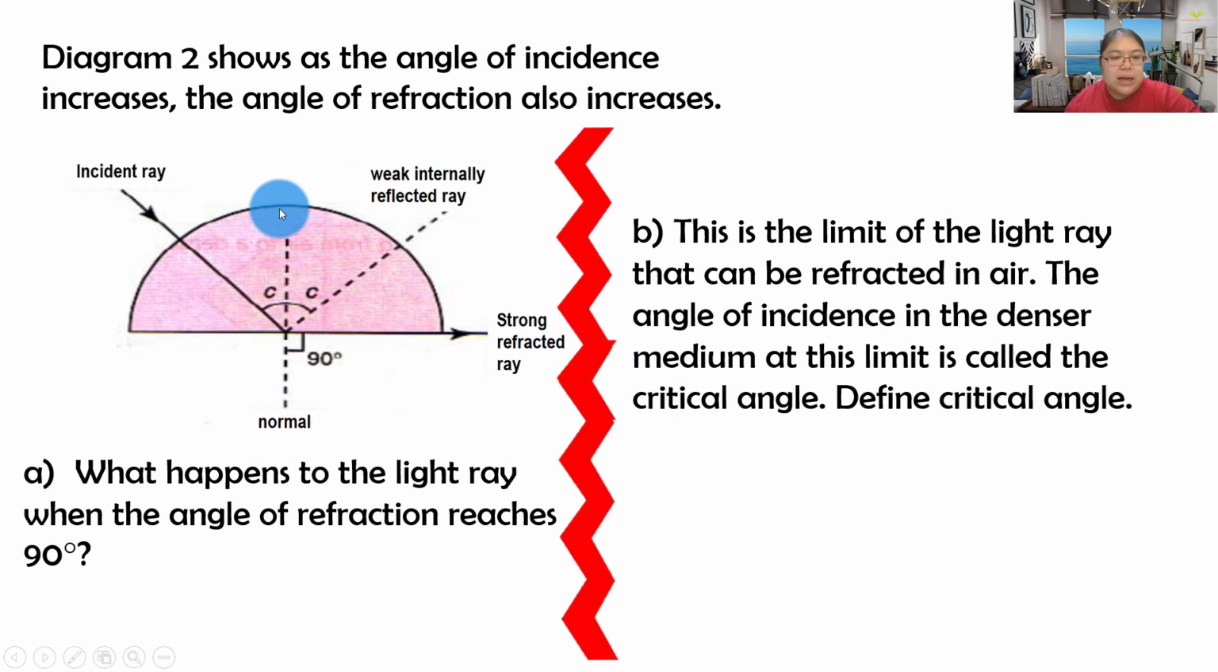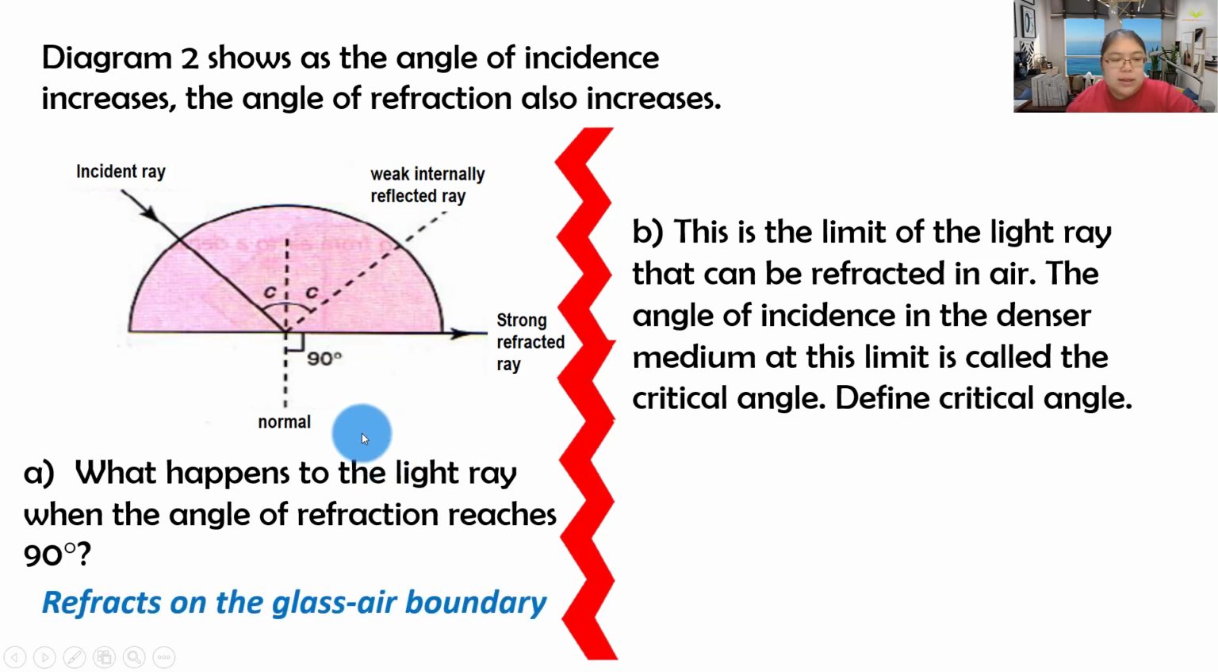Okay, now we do some questions about the critical angle. Diagram 2 shows the angle of incidence increasing and the angle of refraction also increasing. So from here we see that this one is the incident angle, and this one is the refracted angle, exactly 90 degrees. This one is a strong ray, and the one inside is a weak one. For part A, they ask what happens to the light ray when the angle of refraction reaches 90 degrees. The light ray will be exactly at the boundary here. So you see the answer: refracted along the glass-air boundary, exactly along the surface.